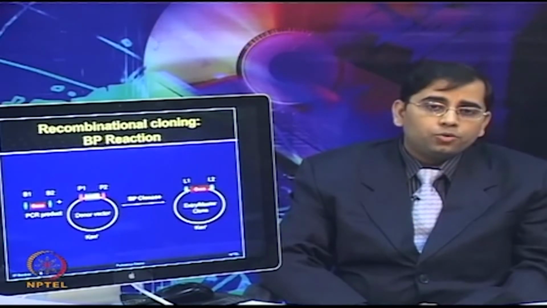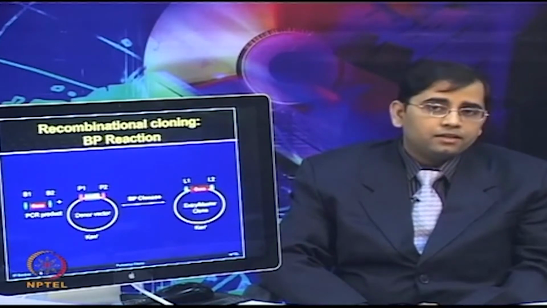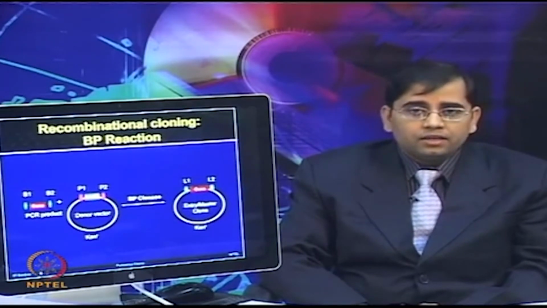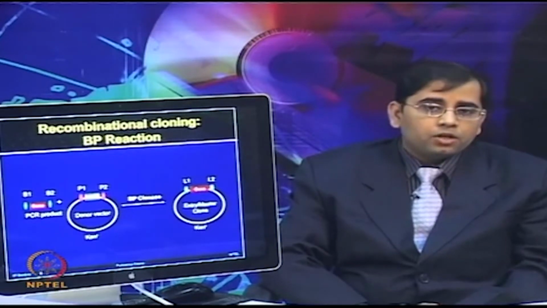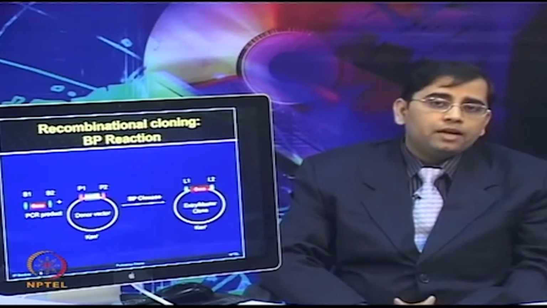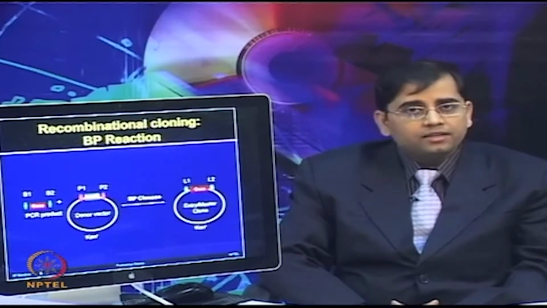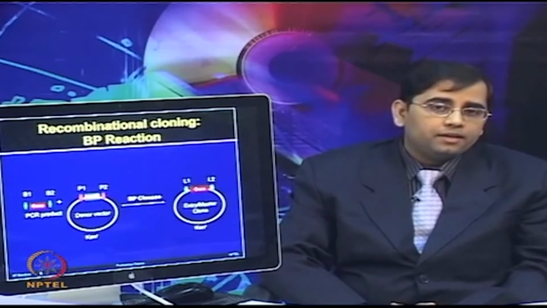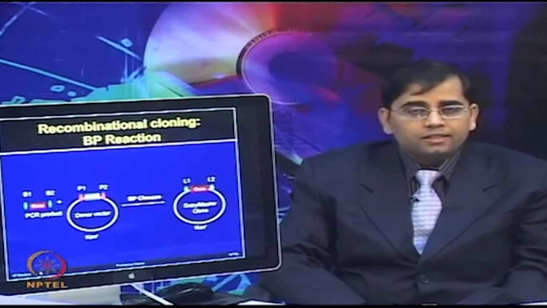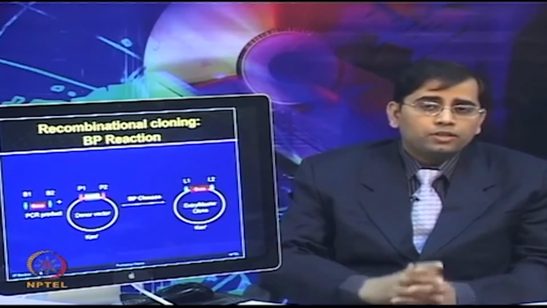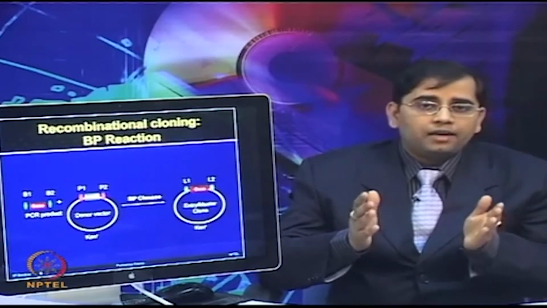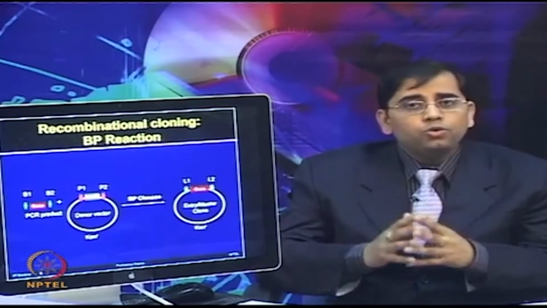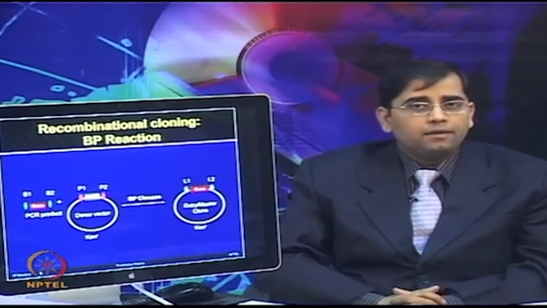So, the entry or master clone is a vector containing the gene of interest flanked by the attL site. This happens after this reaction is completed. Now, the recombination between attB and attP site is catalyzed by an enzyme known as BP clonase. Now, this enzyme transfers the gene of interest, the attB sites, to the donor vector, which contains attP sites.